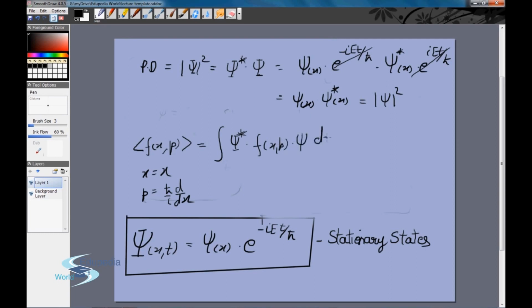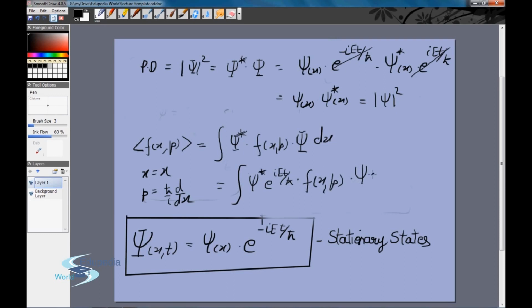dx. Now you can see f of x comma p does not depend on time. So again we'll have the same thing. This will be integral of psi star times e to the power iota Et by h multiplied by f of x comma p, where p could be an operator like this, but it also only depends on x.